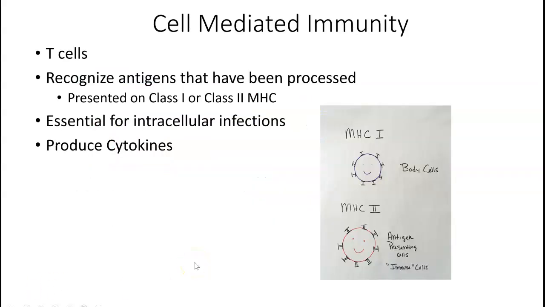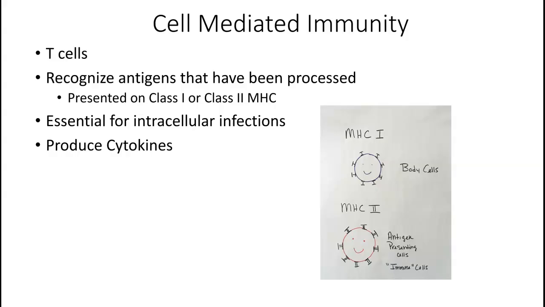Then we talked about the second arm of the adaptive or acquired immune system, and this is cell-mediated immunity. Cell-mediated immunity is governed by T cells. Now, T cells are the intermediaries. Without T cells, we would not have a healthy immune system. T cells need to be presented with antigens, and these antigens can either be presented on class 1 MHC or class 2.